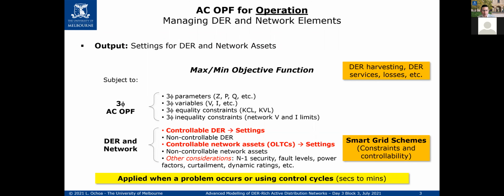So this is a slide I already presented before, so this is just to remind us what we mean by ACOPF for operation. So the idea is just to manage DR and network elements. And this is important because it's not just about managing DR, sending settings to PV systems or charging points or batteries. There are controllable elements in the networks, right? So we have the LTCs, we have the capacitor banks, we have voltage regulators, we have switching devices, so we can reconfigure the topology as well if we want to. So there are many things that can be done and need to be explored as well.